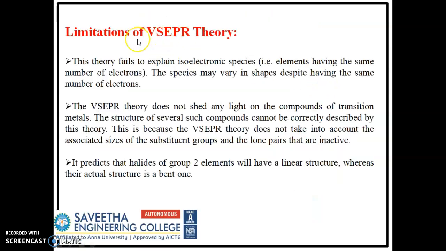For any theory, there are some limitations. So for VSEPR theory also we have some limitations. This theory fails to explain isoelectronic species. Isoelectronic species are nothing but species having the same number of electrons, and it does not shed any light on the compounds of transition metals. It predicts that halides of group 2 elements will have a linear structure, whereas their actual structure is a bent one. So, in order to overcome all these limitations, people found another theory, and that is nothing but MO theory, that we will discuss in the next class.